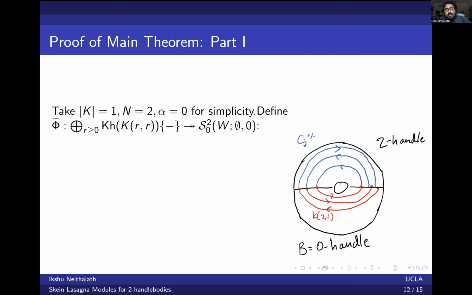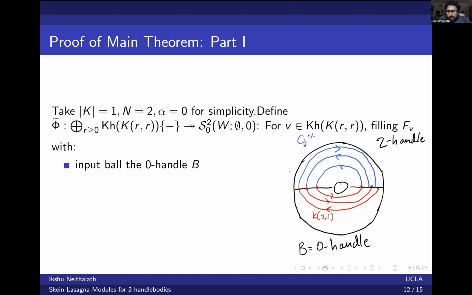All right, so how are we going to define this map? Well, pick your favorite element V in one of these Khovanov homology groups, and I'm going to try to define a lasagna filling, which I'll call F sub V, associated to that element. So how do we do this? Well, here's a picture of the four manifold, the two-handle body, on the right here. The bottom half of this picture is the zero handle, the top half is the two handle.